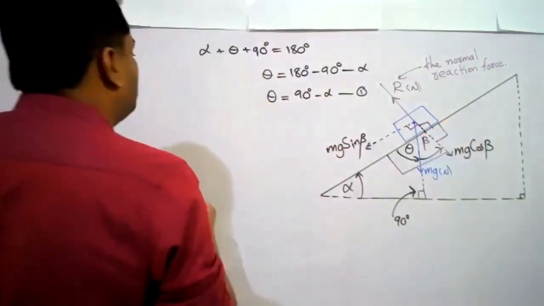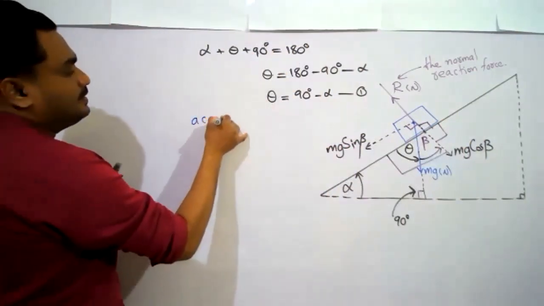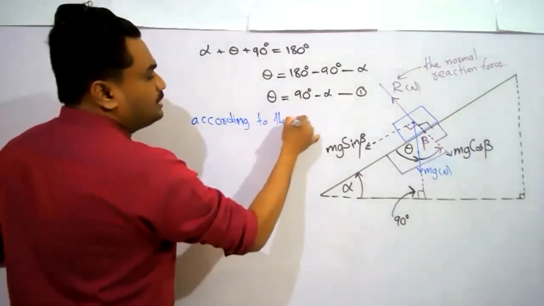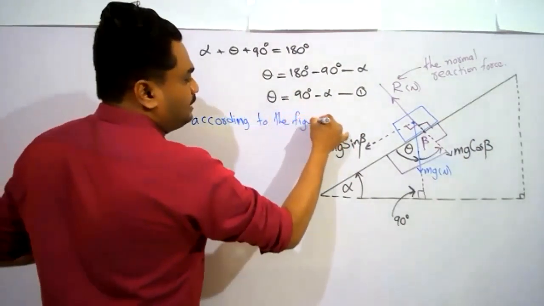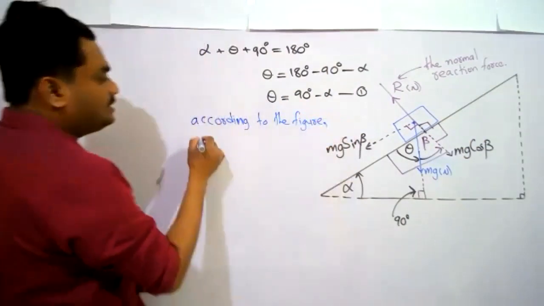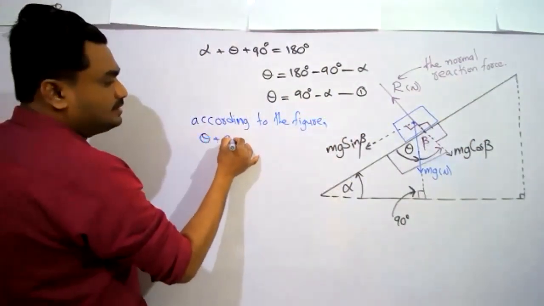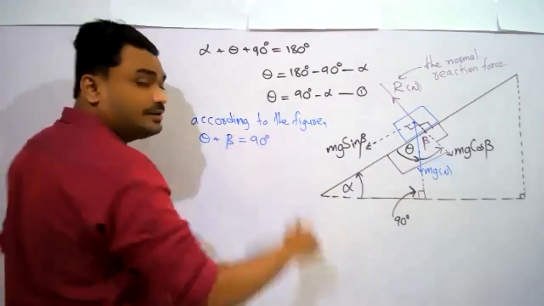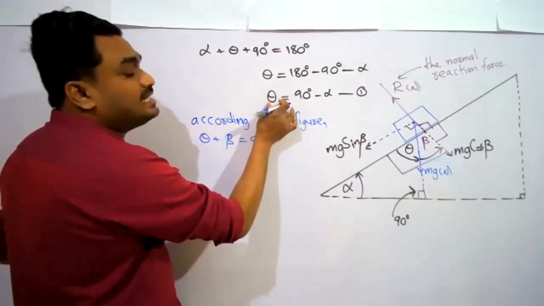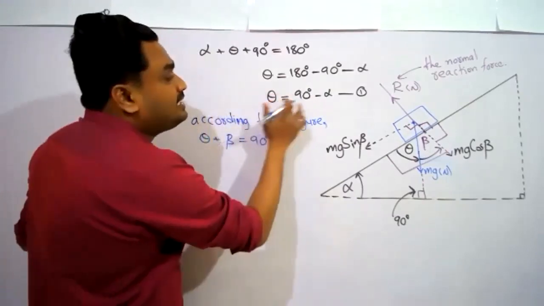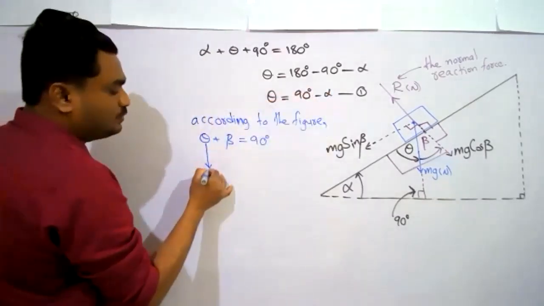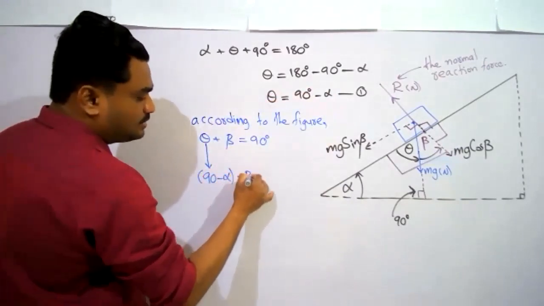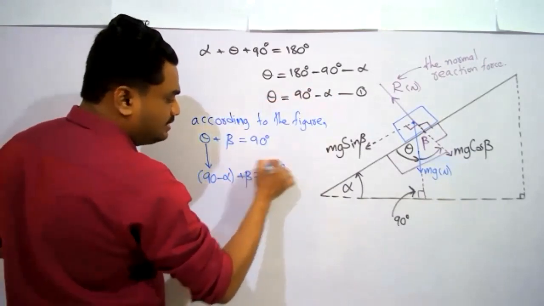So please write, according to the figure, theta plus beta equals 90 degrees. But theta is 90 minus alpha. So in the place of theta, I can write 90 minus alpha plus beta equals 90 degrees.